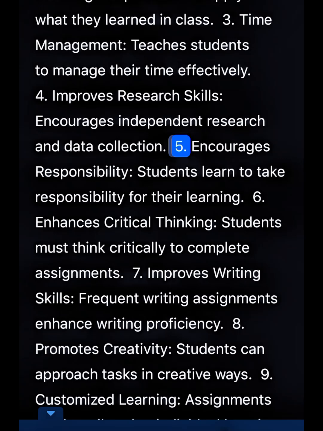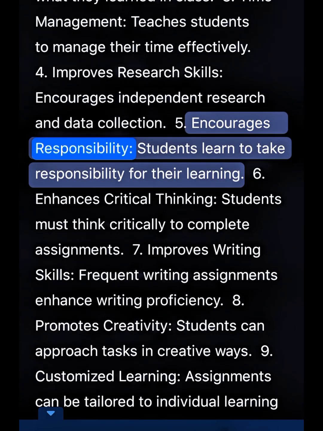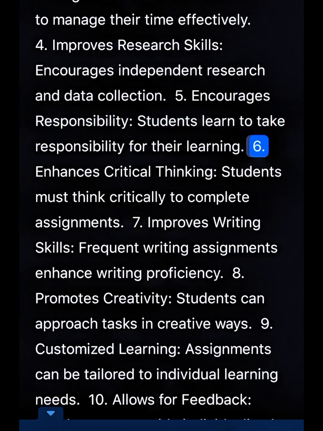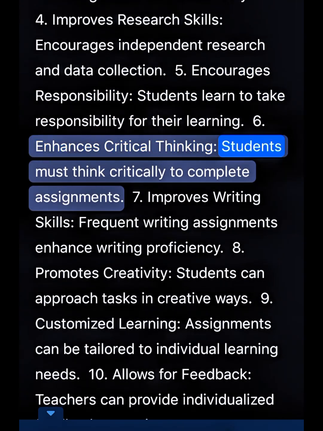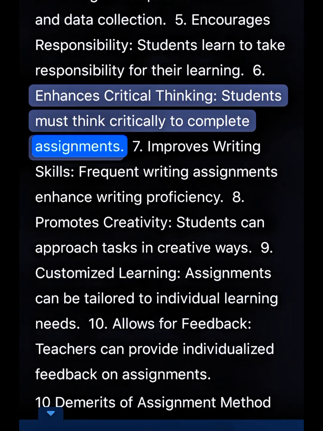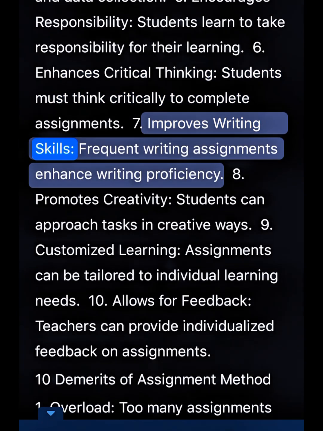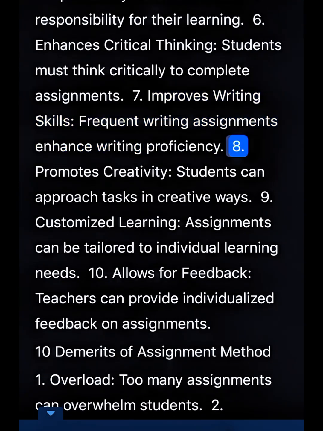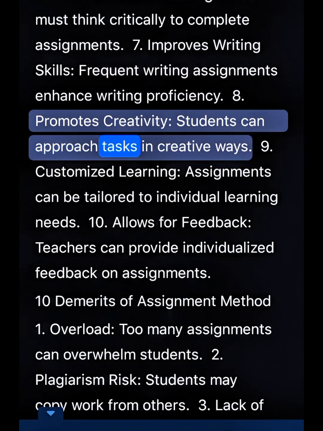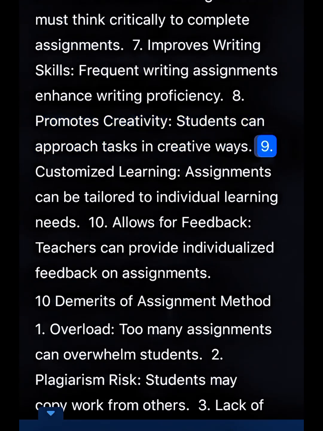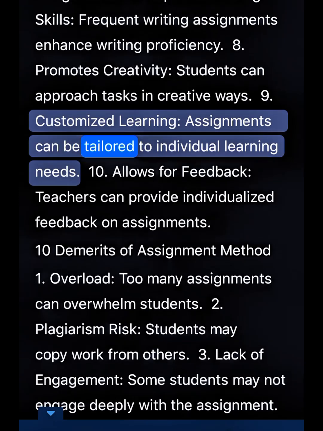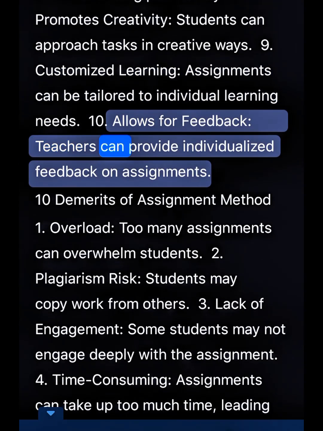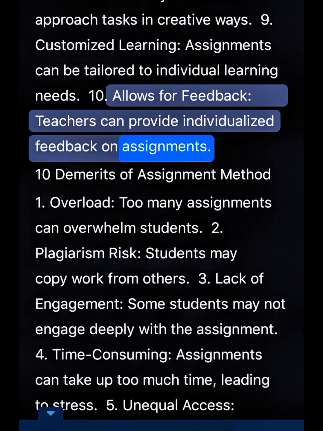5. Encourages responsibility. Students learn to take responsibility for their learning. 6. Enhances critical thinking. Students must think critically to complete assignments. 7. Improves writing skills. Frequent writing assignments enhance writing proficiency. 8. Promotes creativity. Students can approach tasks in creative ways. 9. Customized learning. Assignments can be tailored to individual learning needs. 10. Allows for feedback. Teachers can provide individualized feedback on assignments.